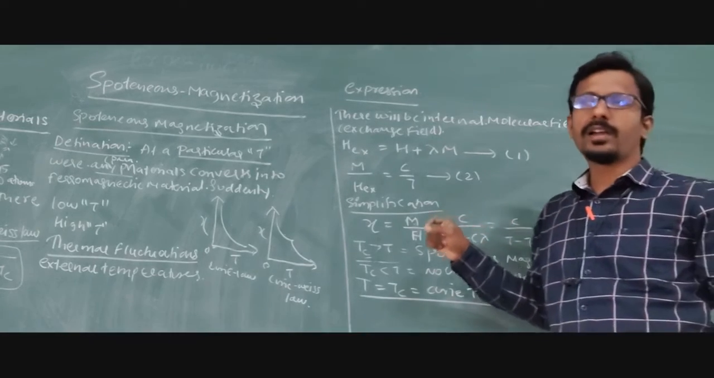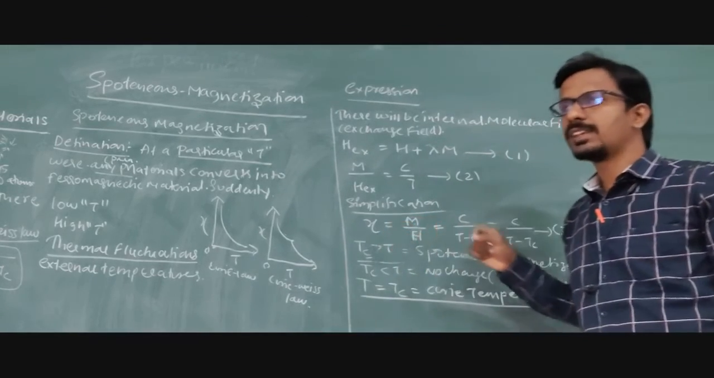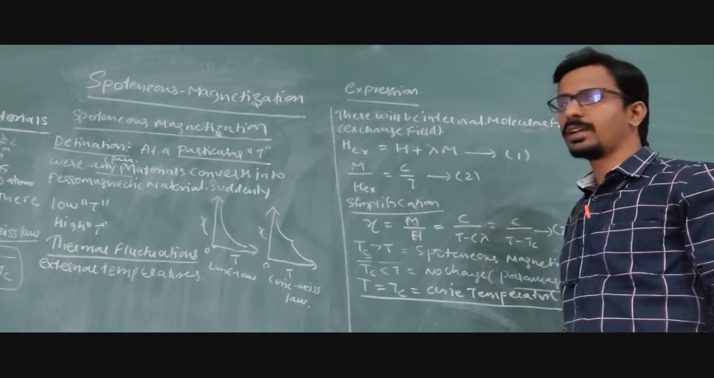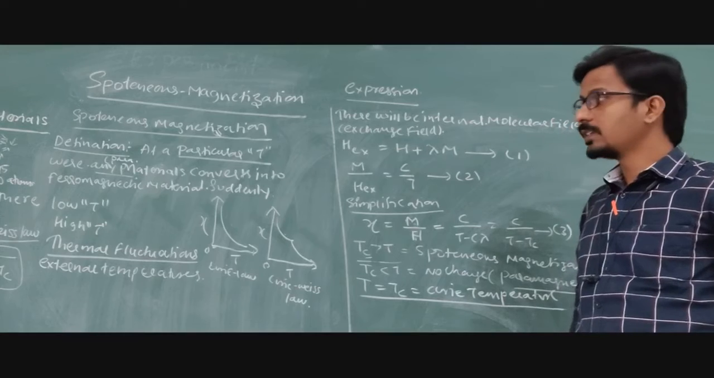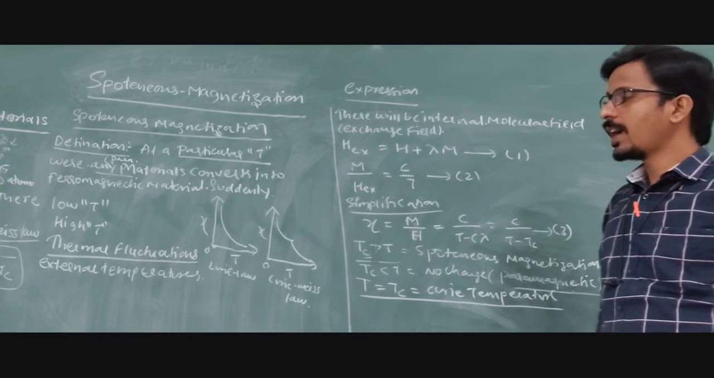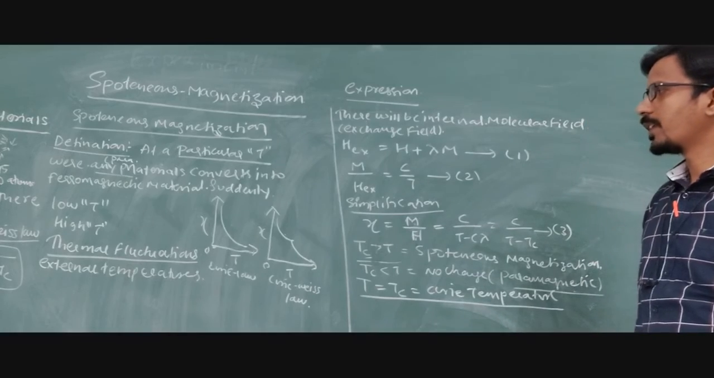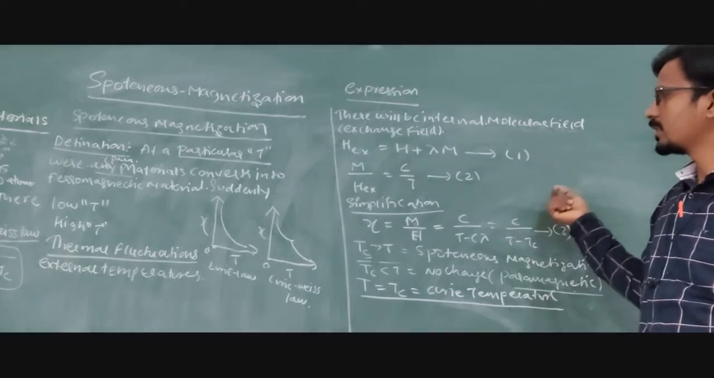Due to that, we are not able to get the exact number of molecules required for the conversion of one material to another material. This is fact number 1. Fact 2: what is the Curie temperature? Lambda equal to C is the Curie temperature. What is the expression for this internal field?